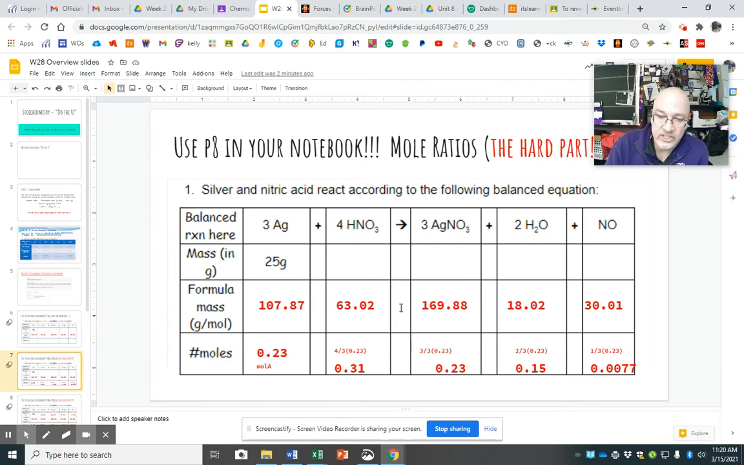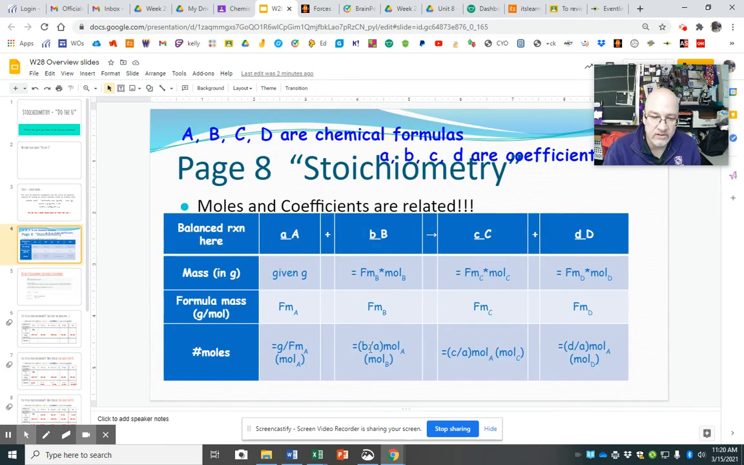Now the mole ratio part is the hard part. So how do you get the other moles? Well, the mole ratio part says you take the little coefficient b, which is right there, divided by a, times moles of A. And this is going to be c divided by a times moles of A, d divided by a, and so on, and it keeps going.